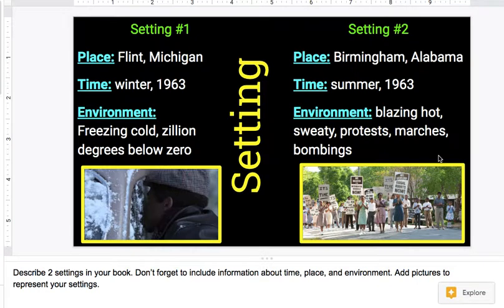Your job is to pick 2 settings from your book and do a slide that represents the time, place, and environment for each, as well as a couple pictures.